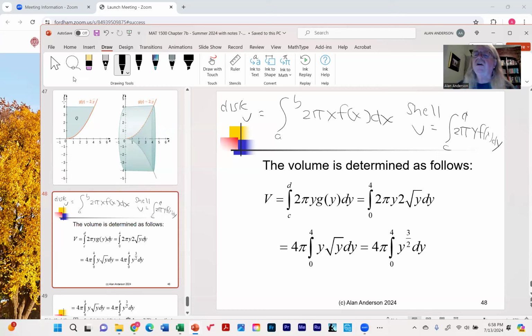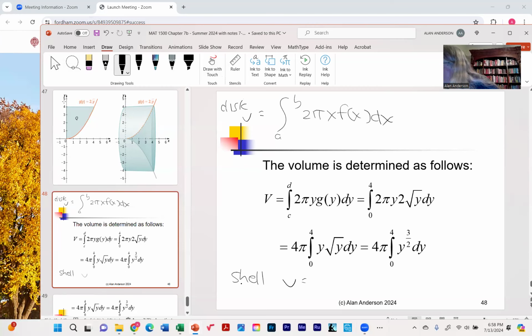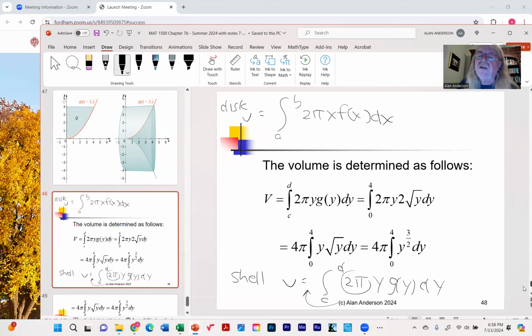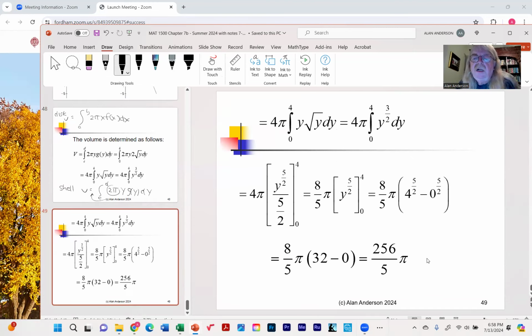Actually, I should call it G of Y. Otherwise, it looks like it's the same function. I'll move it down here. And of course, you can move the 2 pi to the outside if you want to, just to simplify the integration. And so in this case, we ended up with 256 over 5 pi.